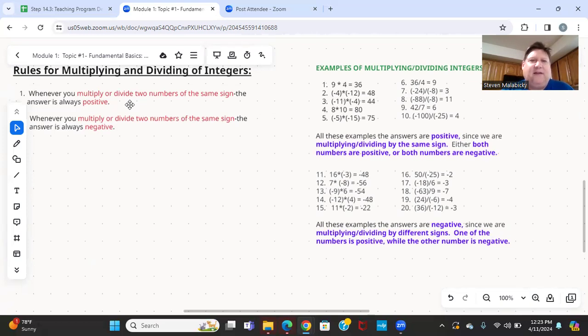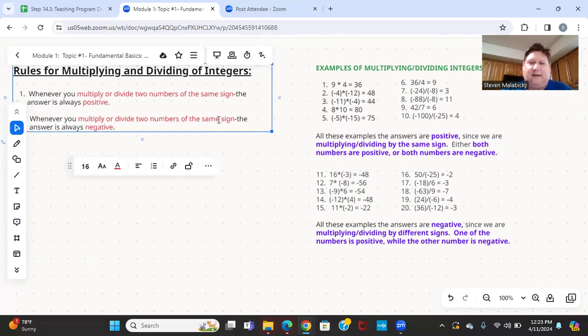Whenever you multiply or divide two numbers of the same sign, the answer is always positive. And whenever you multiply or divide two numbers of different signs, the answer is always negative.